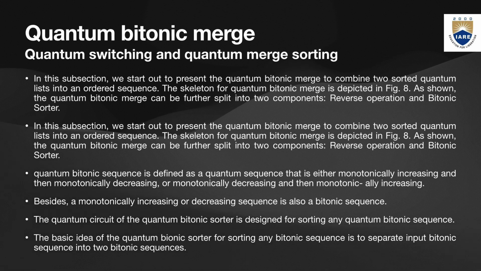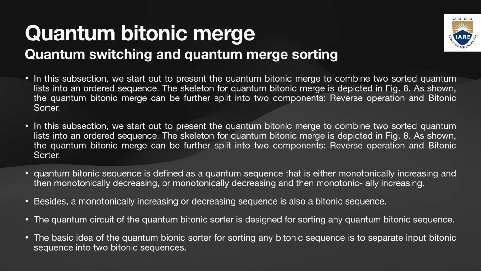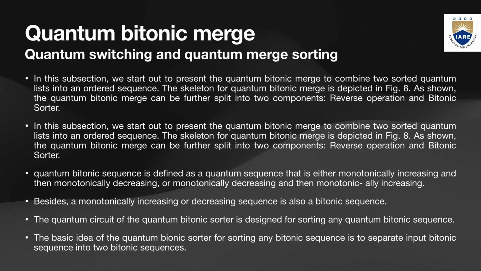Quantum bitonic sequence is defined as a quantum sequence that is either monotonically increasing and then monotonically decreasing, or monotonically decreasing and then monotonically increasing. Besides, a monotonically increasing or decreasing sequence is also a bitonic sequence. The quantum circuit of the quantum bitonic sorter is designed for sorting any quantum bitonic sequence.